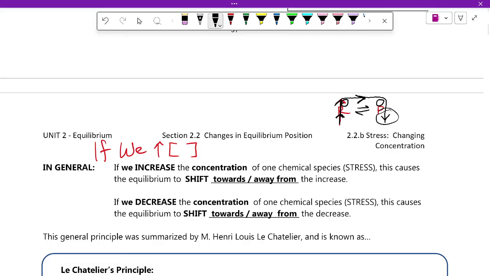If you don't like it, you can go through the thought of, if I increase the concentration of reactant, that means my forward rate increases, yes? Which means that I'm making product faster than I'm making reactant, which means that I am shifting to the right. Okay? So if we increase a concentration, the system will shift towards the increase or away from the increase? Away from the increase.